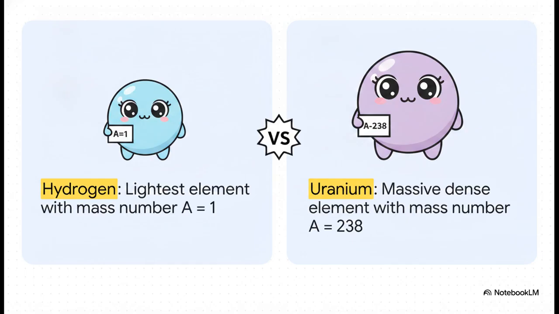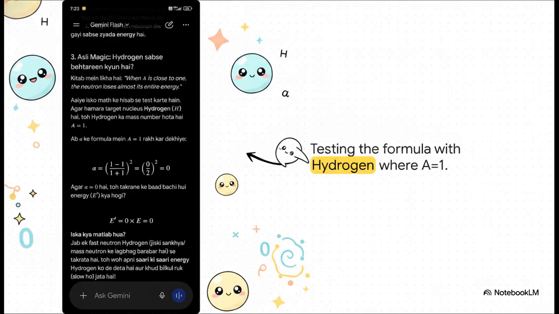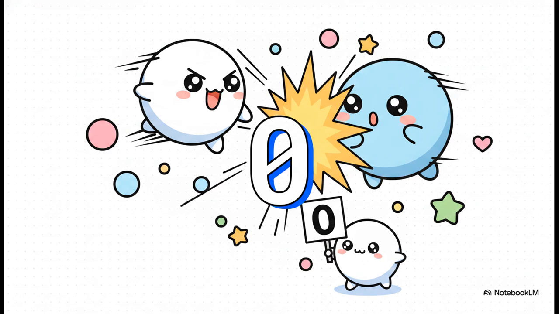Let's test them out. Now, what's really interesting about this slide is how the math just magically unfolds when we use hydrogen. Remember our alpha formula? Okay, let's plug in a 1 for hydrogen's mass. We get (1 minus 1) over (1 plus 1). Well, 1 minus 1 is 0, and 0 divided by 2 is, obviously, still 0. 0 squared? You guessed it, 0. The math cleanly, elegantly, and completely cancels out. Boom, 0. Alpha is exactly 0.